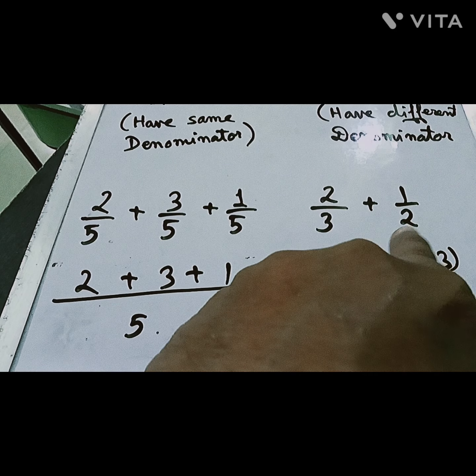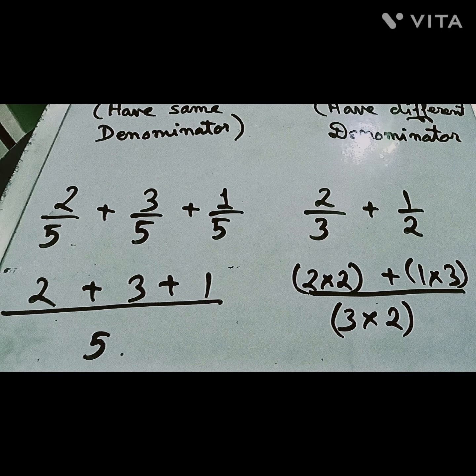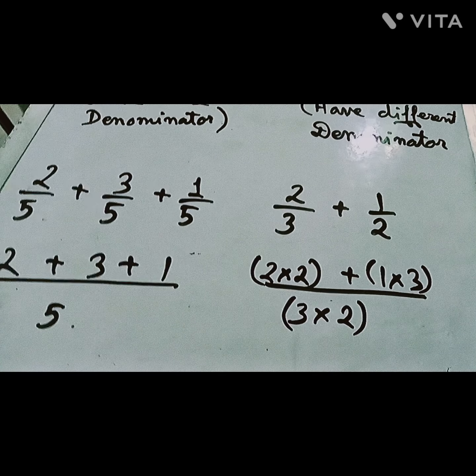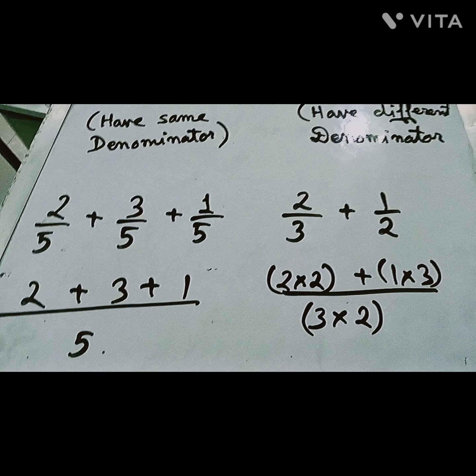3 and 2 is the denominator. Now we cannot do much about this fraction. We have to make it like fractions. How to make it like fractions? We multiply 3 into 2. 3 into 2 is 6.